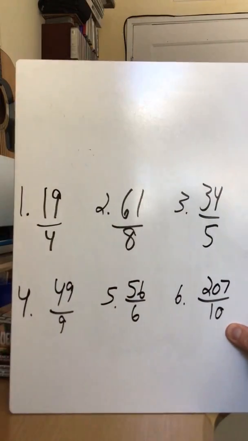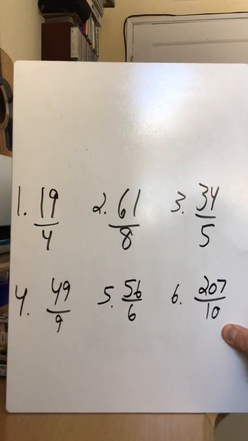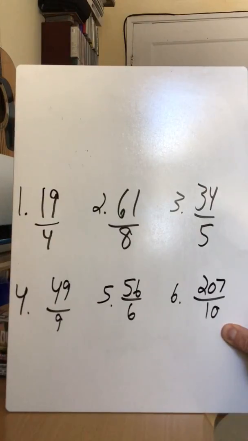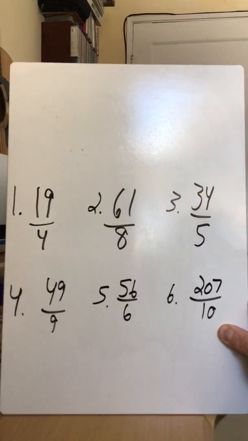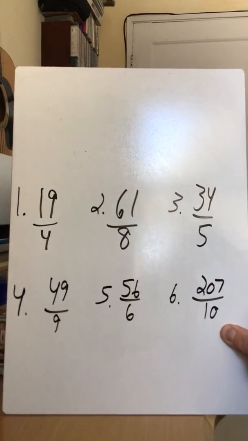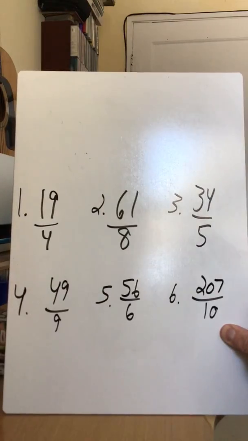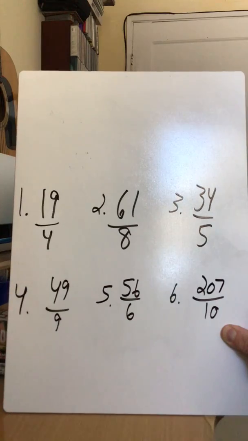Okay, here are our answers from yesterday. So for number 1, we got 19 fourths. Number 2, 61 eighths. Number 3, 34 fifths. Number 4, 49 ninths. Number 5, 56 sixths. And number 7, 207 tenths. So just make sure you mark down somewhere, even send me a quick message on Canvas to let me know how many of those you got correct out of the 6. I'm hoping everybody's got at least 5 out of the 6, if not all 6. And if that's the case, then today's lesson shouldn't be too bad.